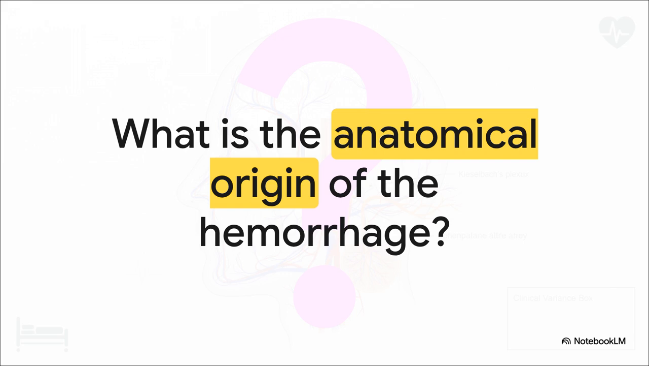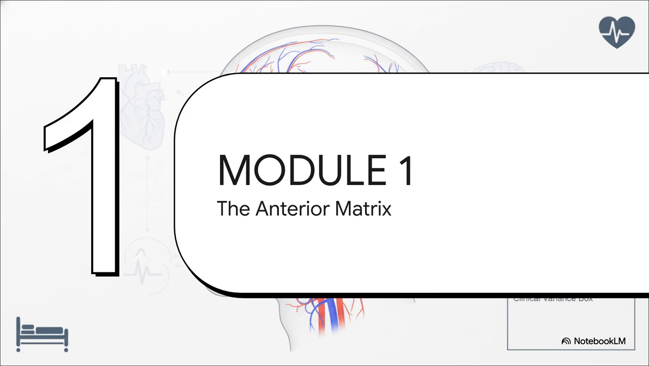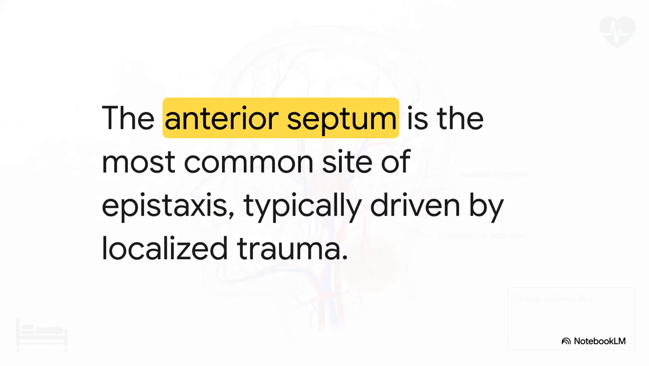Listen, this single anatomical distinction isn't just basic trivia. It completely, 100% dictates your management algorithm, your procedural intervention, and ultimately the patient's disposition. Module 1. The anterior matrix. Okay, so this is overwhelmingly the most common presentation of epistaxis you're going to encounter, but it is deceptively nuanced.